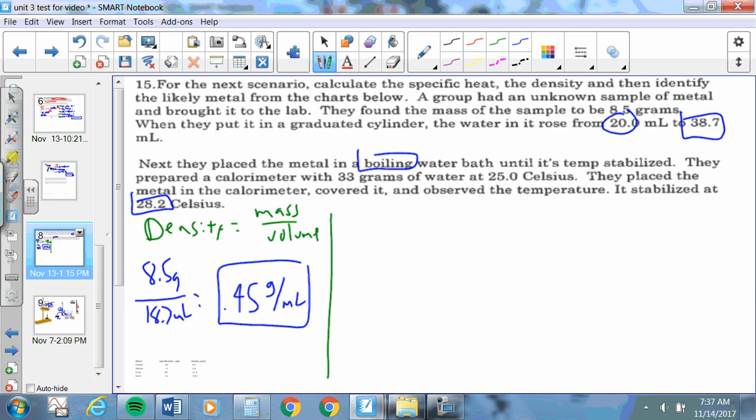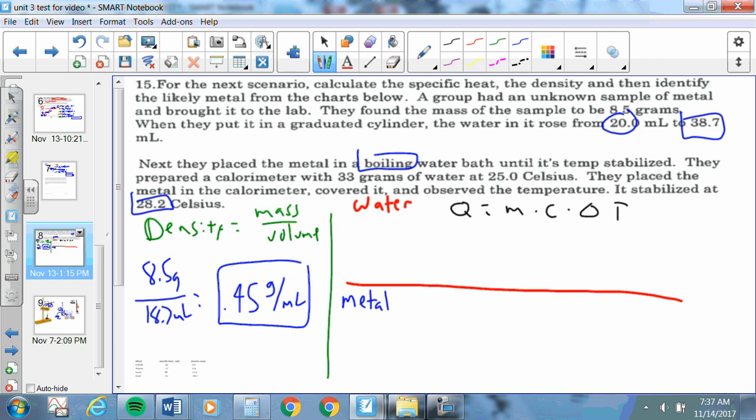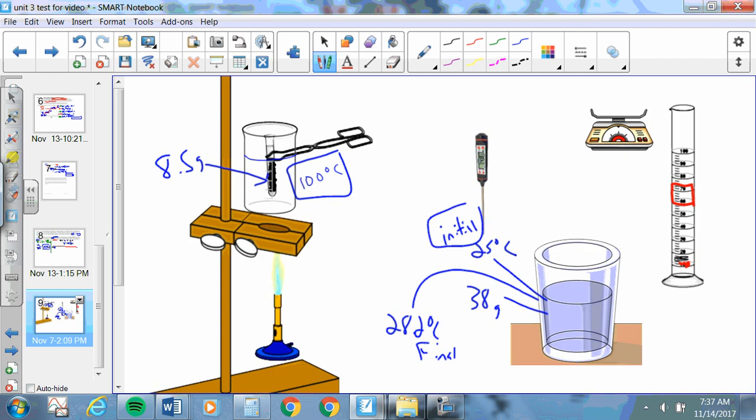So the way to approach this is it's really two problems. First, I have to deal with something I know a lot about, which is water. Then I'll deal with something that I'm trying to figure out, the specific heat of the metal. Formula we're using is Q equals M times C times delta T. It just told me that I had, let's see, how much water? 33 grams. It's liquid water, 4.18 joules per gram degree Celsius. The change in temp of the water only changed from 25 to 28.2. That's a 3.2 degree change.